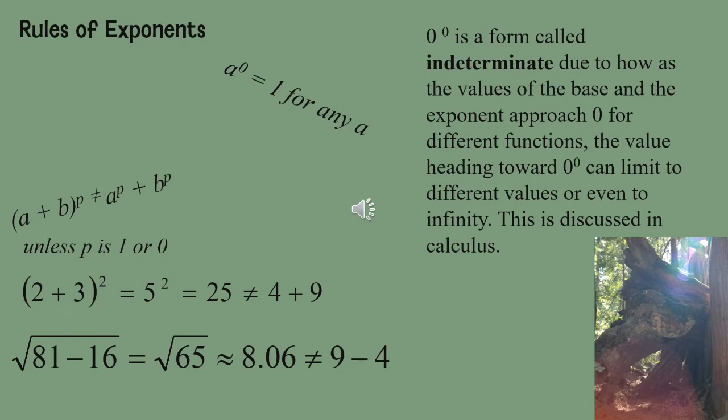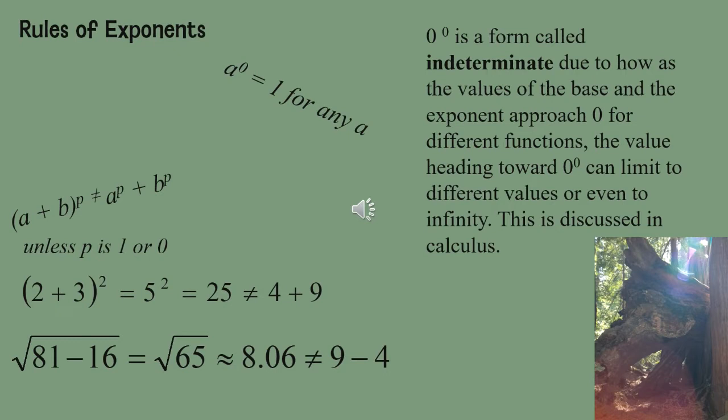But I am going to mention that 0 to the 0 is called an indeterminate form. It's called that because if the expression causing the base to go to 0 and the expression causing the exponent to go to 0 were both heading toward 0, then depending on the functions, 0 to the 0 could go to infinity or to any value. It might be 0, it might be 1, it might be infinity, it might be any other number, depending on what functions were limiting to 0 for the base and for the exponent. But that is a topic for calculus.